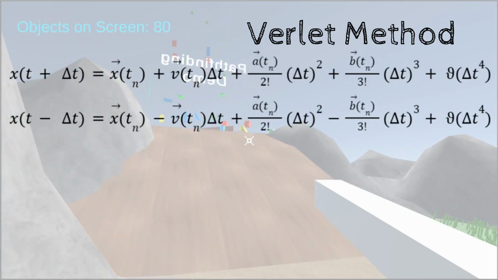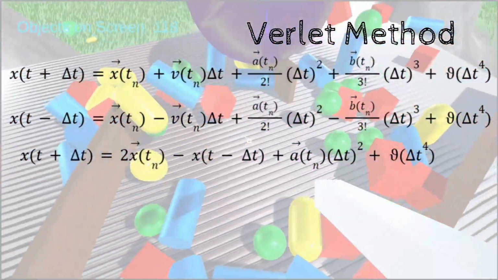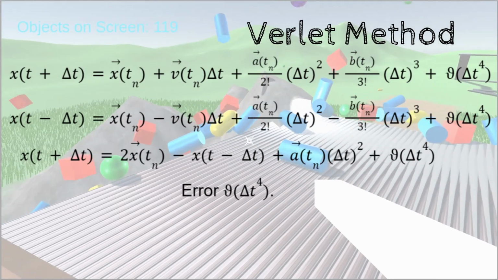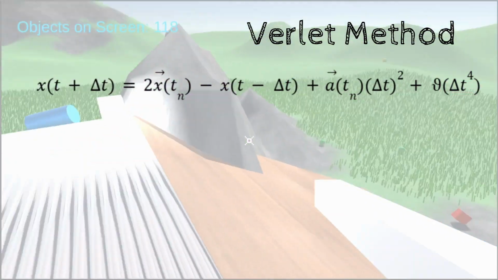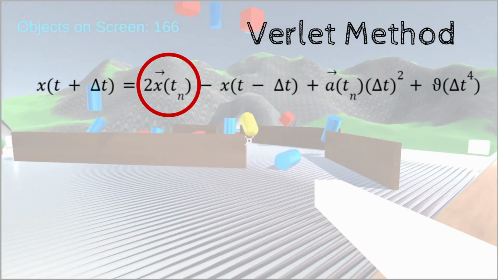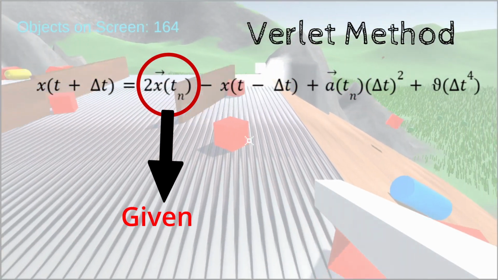Then we can just add them together, which gives us our equation for Verlet integration. And of course, we have our error term at the end. So as you can see in this final equation, this 2x at our current time, t sub n, is our current position, which we can measure in game.